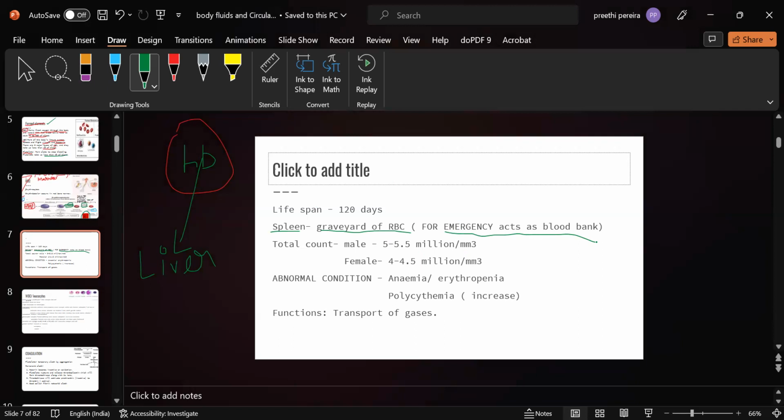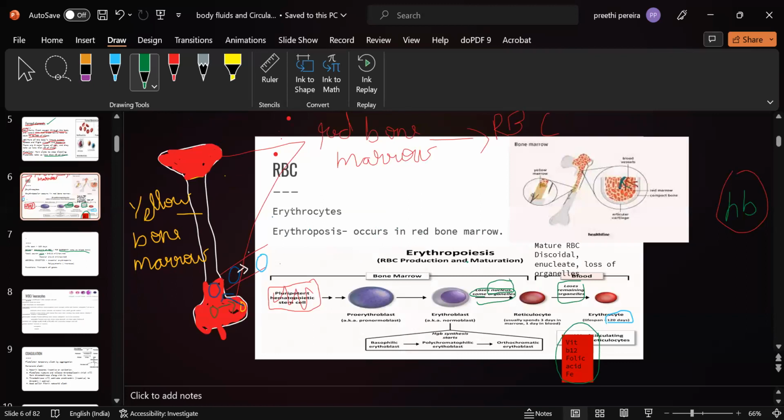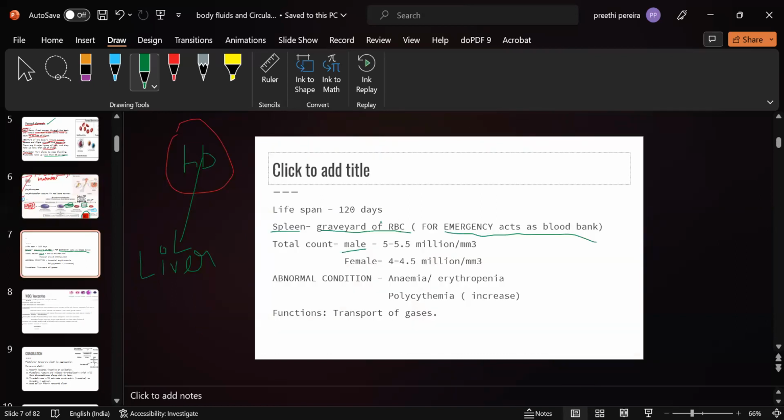Now we will see the count of RBC. Normally, males have more RBC because of the hormone testosterone. Testosterone induces the bone marrow to produce more RBCs. Erythropoiesis is induced by the testosterone hormone. That's why males have more RBC, 5 to 5.5 million per mm³. Female RBC is a little less because females do not have testosterone. It is 4 to 4.5 million per mm³.